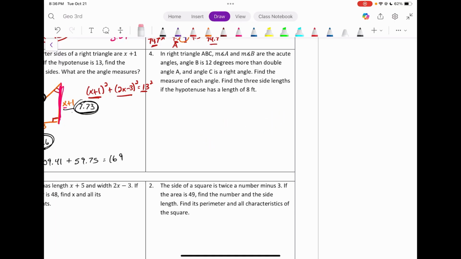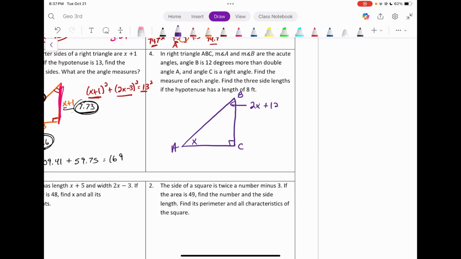In right triangle ABC, the measure of angle A and the measure of angle B are the acute angles in this. So let me draw the right triangle. And then A and B, it says, are the acute angles. So C would be the right angle. It says the measure of angle B is 12 degrees more than the double of angle A. And we don't know what angle A is, so we're going to let that be our x. So angle B is going to be double it and then 12 more than that.